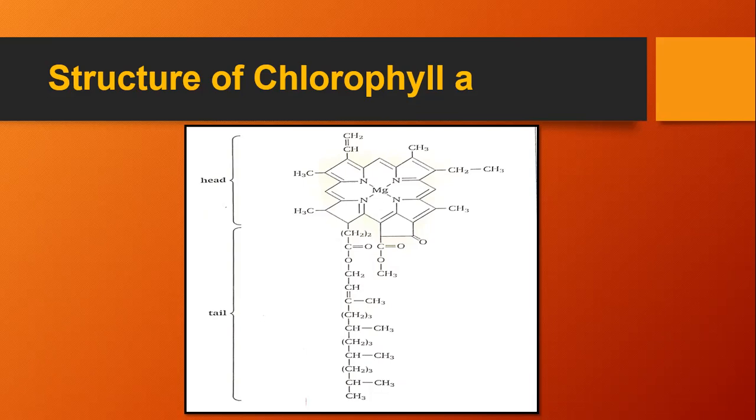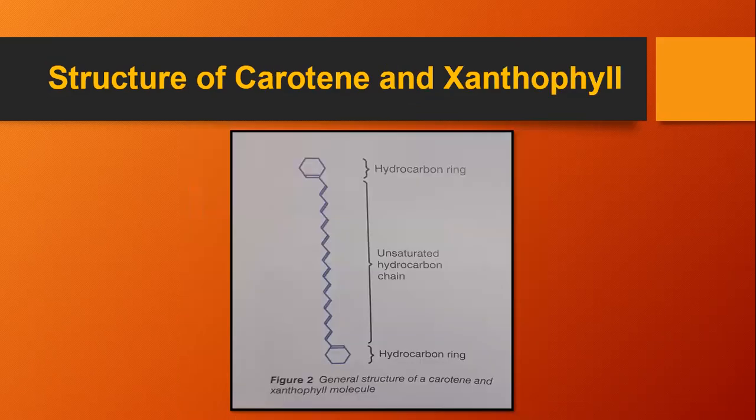Next is the structure of carotene and xanthophyll. This is not even given in the book. I have taken it from some other reference book of Cambridge. You can see over here that carotene and xanthophyll have a similar basic structure, which consists of two rings. These two rings are linked with each other by a long hydrocarbon chain. So in both carotene and xanthophyll, I'm once again saying the basic structure is similar. However, there are differences as well, but we are not concerned with the differences.